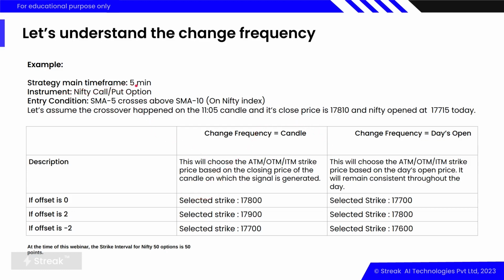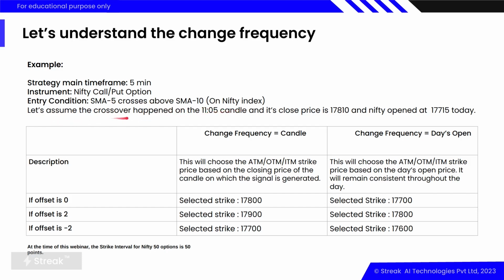So we are taking a very simple strategy example over here. My time frame is 5 minutes. This is just an assumption. We are assuming our strategy time frame is 5 minutes. The instrument that I want to trade can be a Nifty call or put option. Entry condition, for example, we are taking: SMA 5 crosses above SMA 10 on the Nifty index.